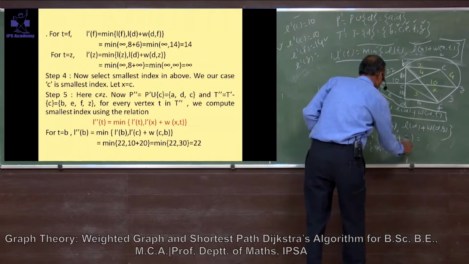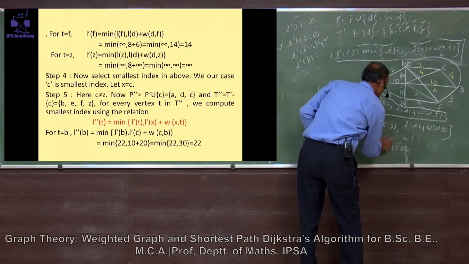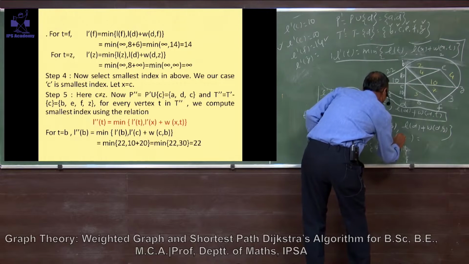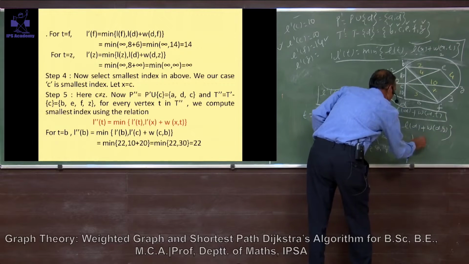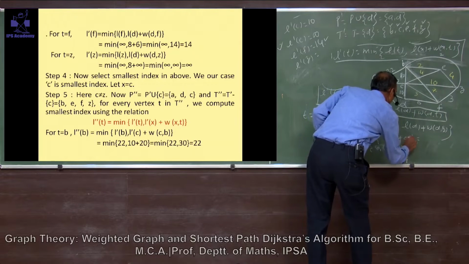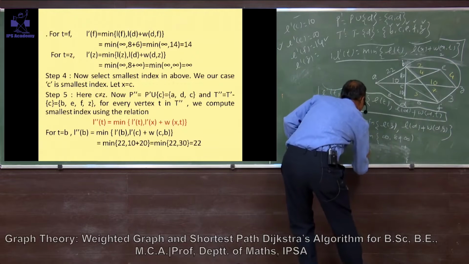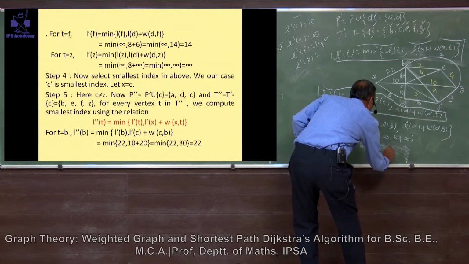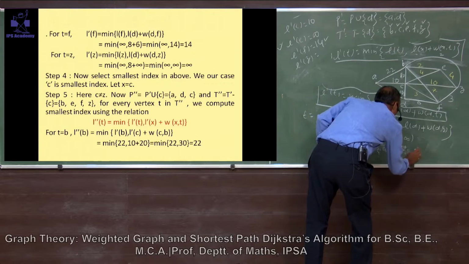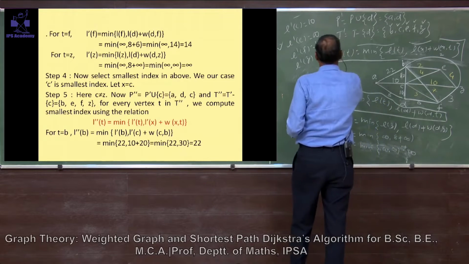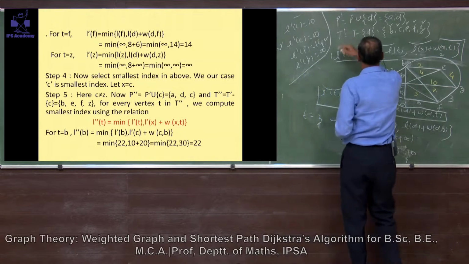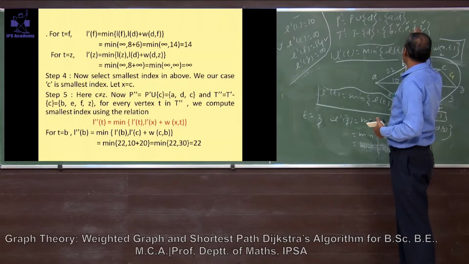Okay. Now what is your L of z? In the previous slide, L of z is infinity, and L of d is 8, plus w of d comma z. They are not directly connected, d comma z, they are not directly connected. So we put infinity, and this will be minimum of infinity comma infinity, and always infinity. So these are the index of remaining vertices of t dash: b comma c comma e comma f comma z.